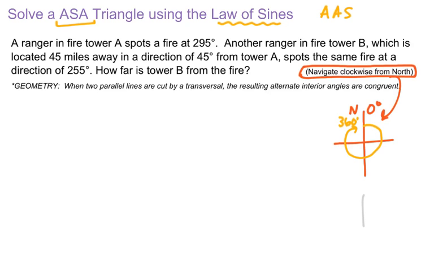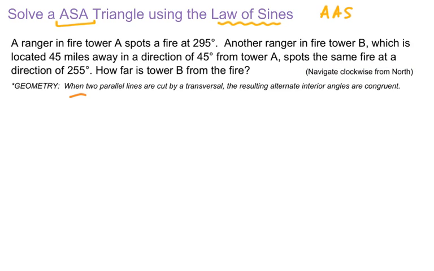Okay, so when we're navigating, we navigate degrees off of north, moving clockwise. And that differs from what we formerly learned when we started talking about the unit circle. We said that 0 was our positive x-axis and we rotated counterclockwise to get to 2 pi or 360 degrees. So in this problem, we're going to navigate clockwise off of north. That means when I deal with this measure 295 and this measure 45 degrees and the measure 255, all of those measures are going to be created clockwise from north.